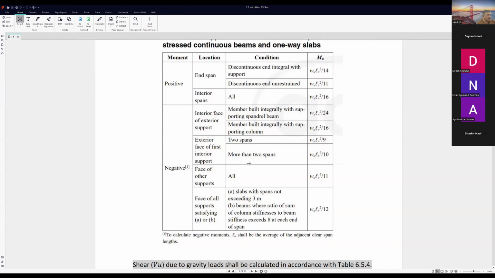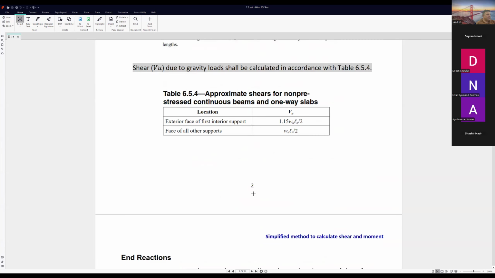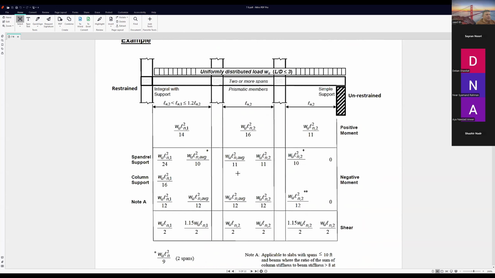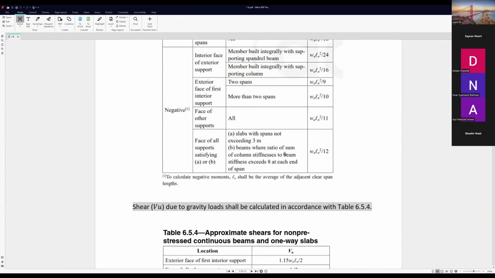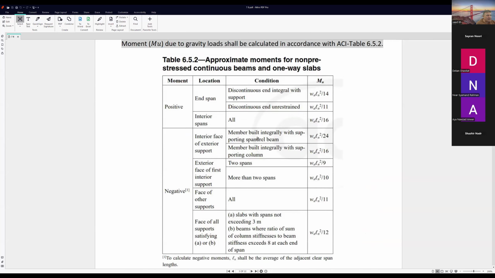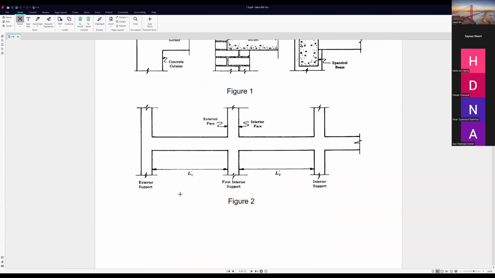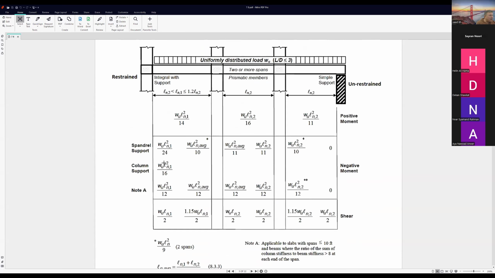Okay, this is very important, please. Spandrel: WL square over 24. If we have spandrel beam, negative spandrel beam, WL square over 24. If we have column, it's 16. Okay, column, 16. Spandrel beam, WL square over 24.